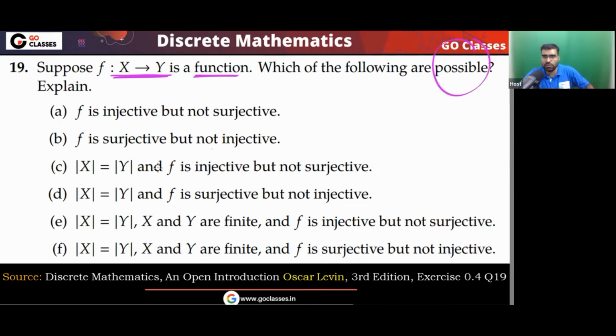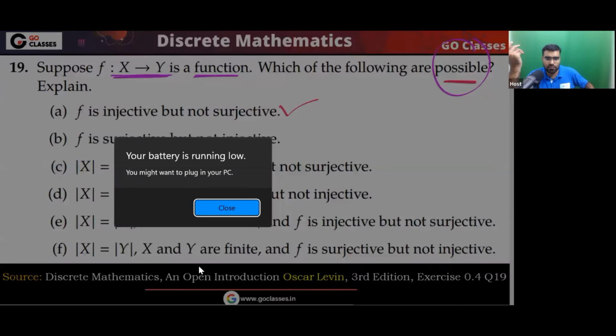The question is asking which of the following are possible. You have a function. Is it possible it can be injective but not surjective? Of course, very much possible. The question is asking possible. Can you give me a function which is injective but not surjective? Very easily you can give.